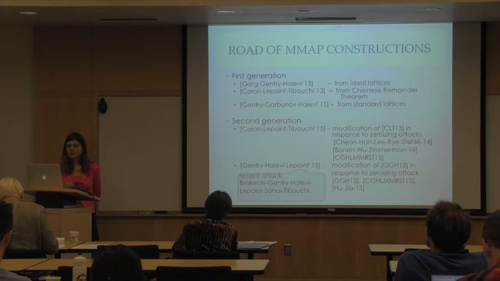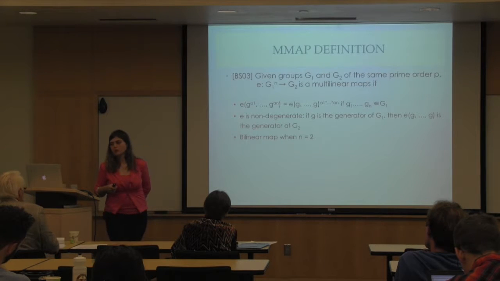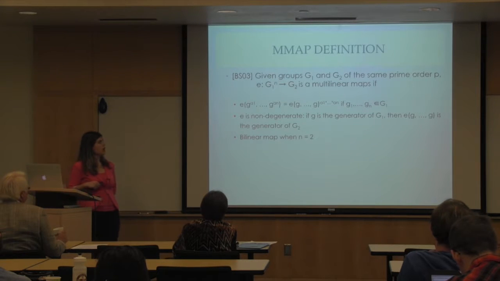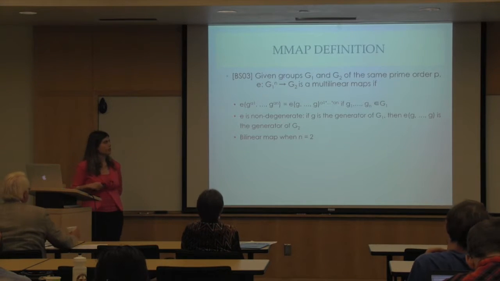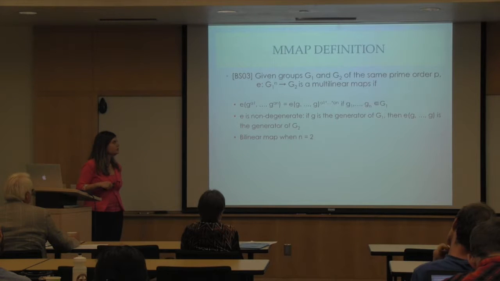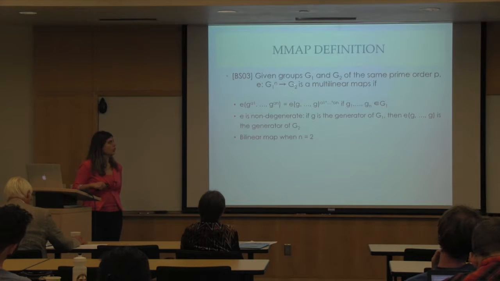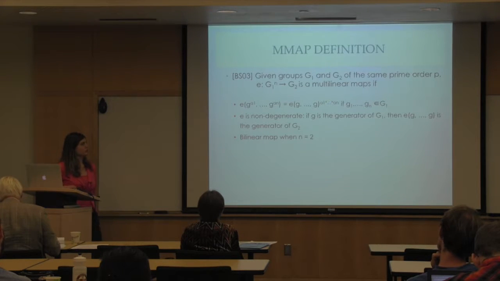Okay, but let's continue and delve down into the definition. The original definition of a multilinear map says that the multilinear map is defined over two groups, G1 and G2, of the same prime order P. And then a multilinear map is a map that takes in elements of the first group and maps them into an output in the second group.